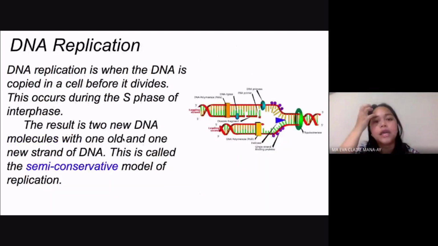All right, now this here is DNA replication. Please bear with me. This is very important.